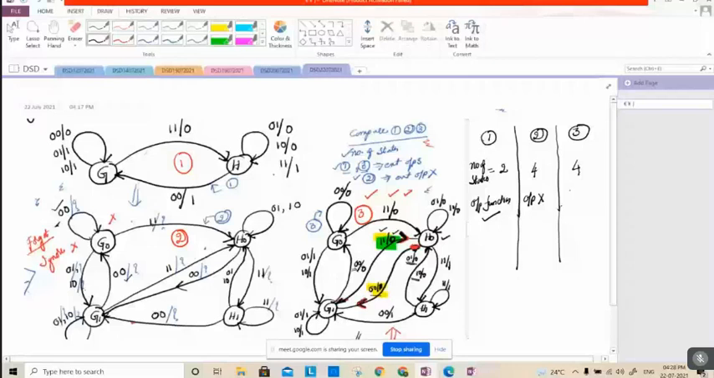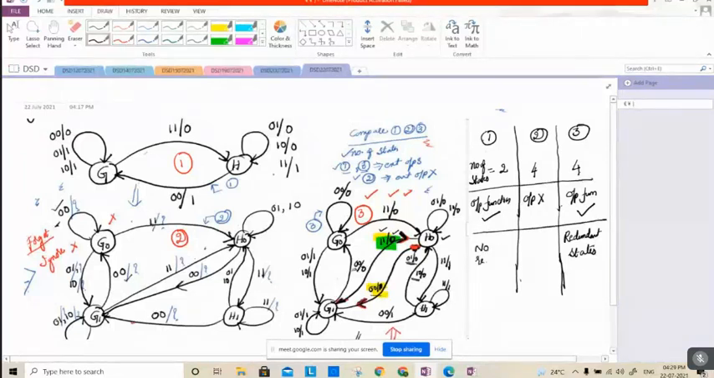So why is the third diagram not preferred? Right. So here we have redundant states. In the third diagram, we have redundant states. What about the first diagram? Do we have any redundant states? No, sir. So we don't have any redundant states.